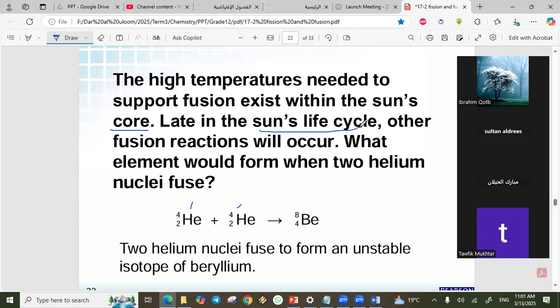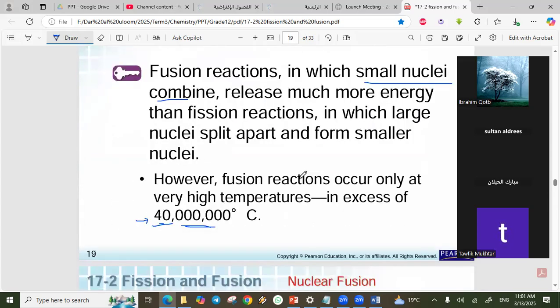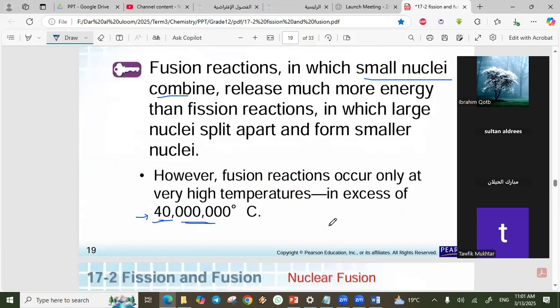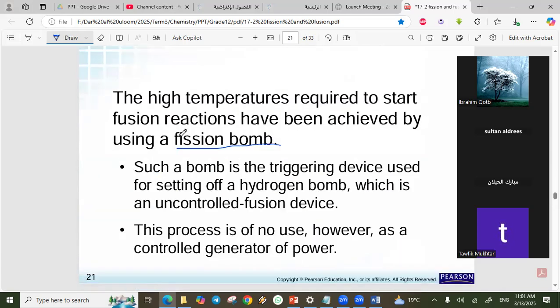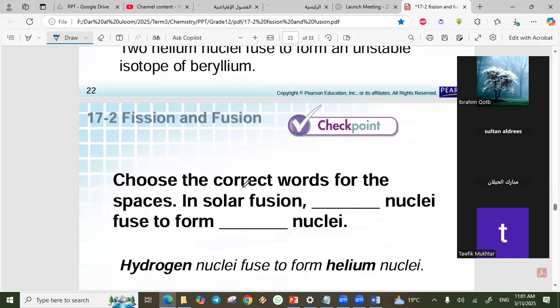As we studied before, the sun has a life cycle. Today, or in the present time, this reaction is occurring between hydrogen atoms to produce helium. But in the future, helium atoms will combine to make beryllium. And this will change the heat and radiation coming from the sun.